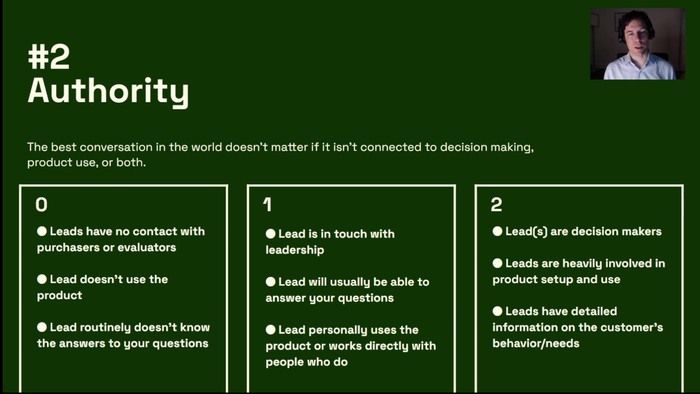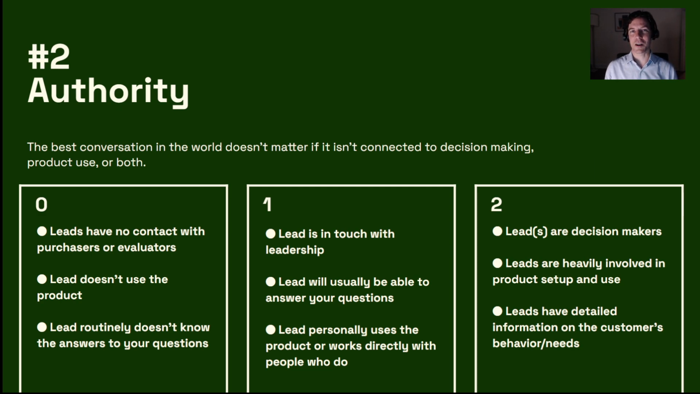A 1 is the lead is in touch with leadership. Lead will usually be able to answer your questions, whether they be leadership related or end user related. Lead personally uses the product or works directly with people who do. They have that actual understanding. They have that live conversation. Anytime you bring up something product related, they can keep up. That's your 1.